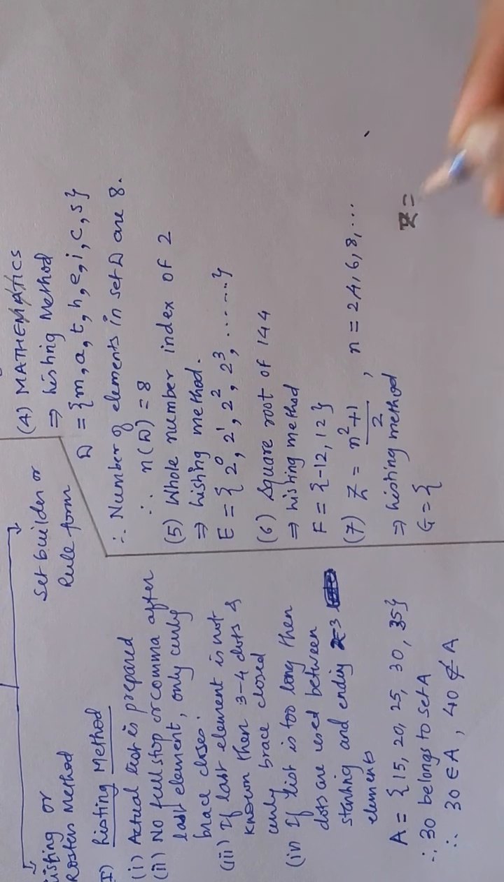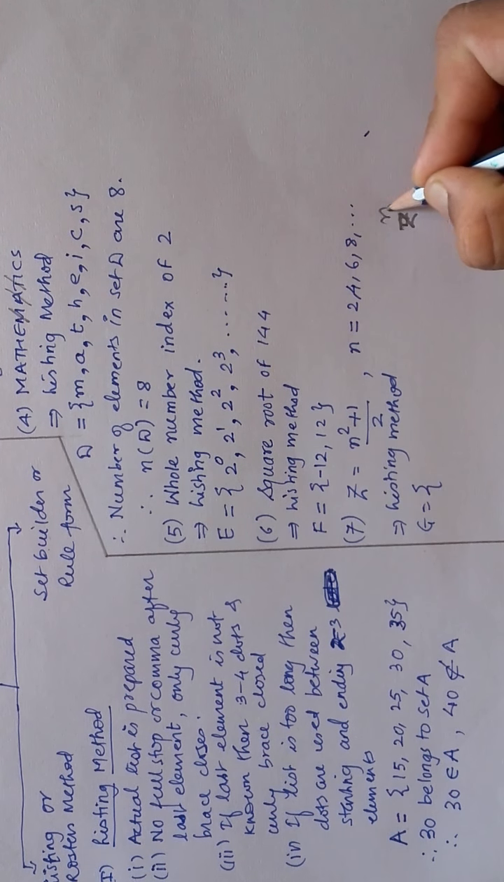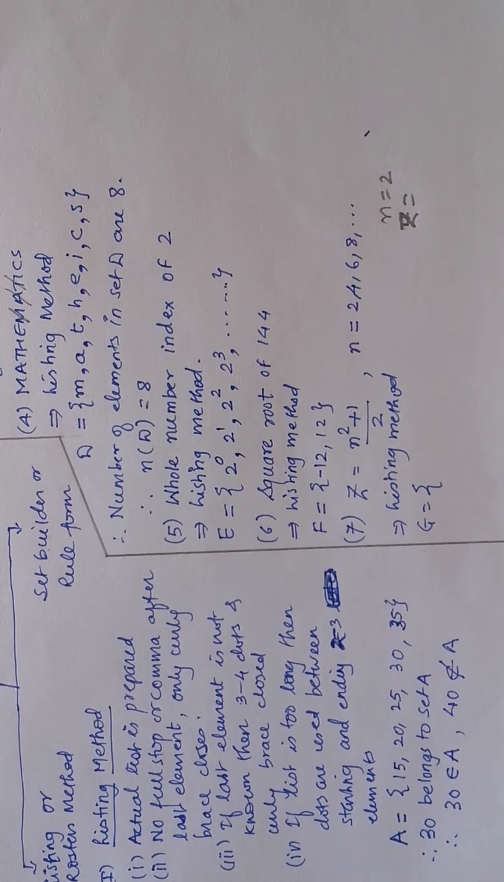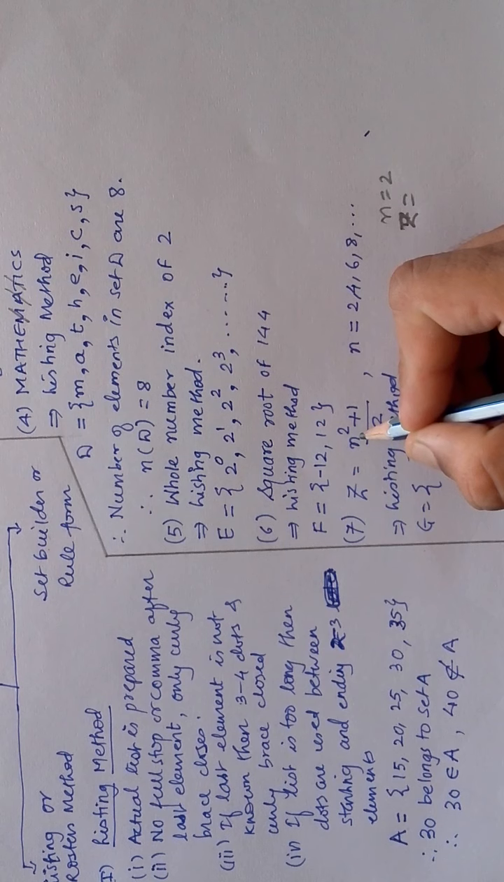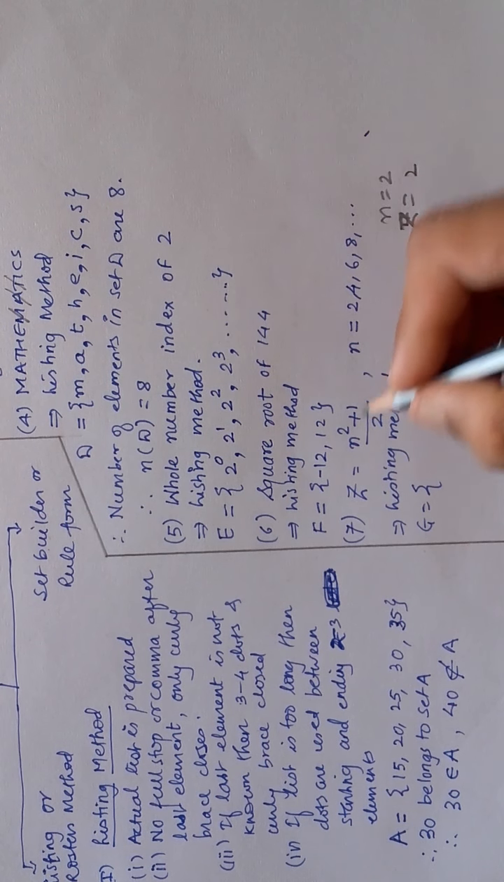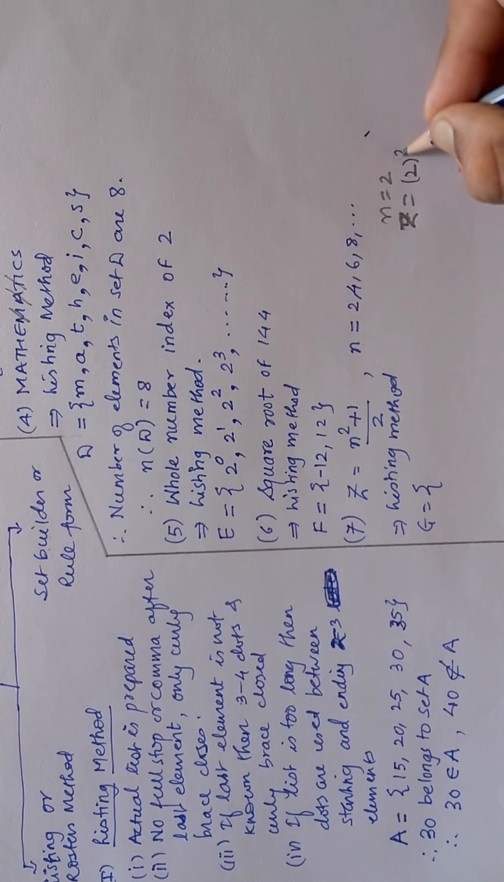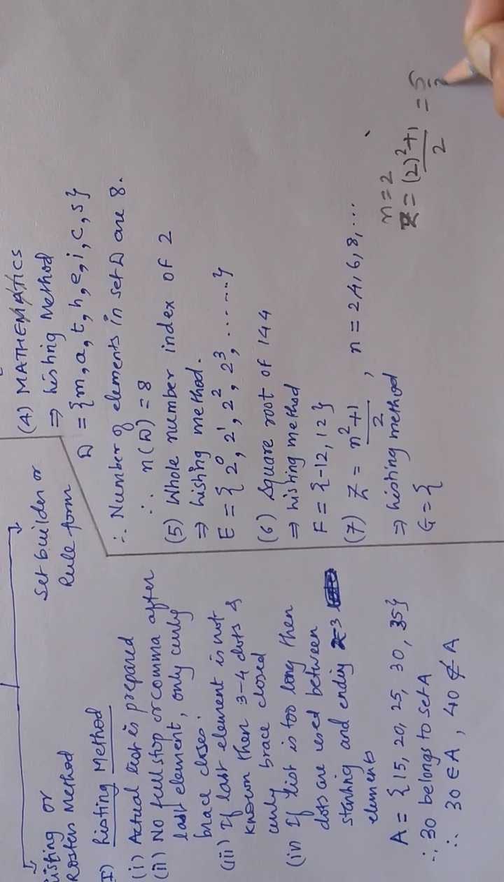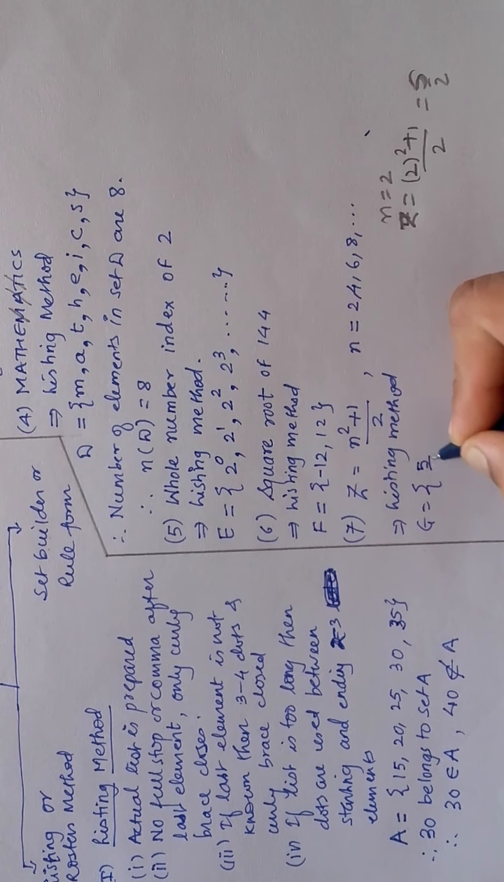So first I will solve and see what this is. So z is your (n square plus 1) by 2. So I am taking n as 2. For n is equal to 2, I get z as 2 square plus 1 by 2. So 2 square is 4, 4 plus 1 is 5 by 2. Agreed? So the first element is your 5 by 2.